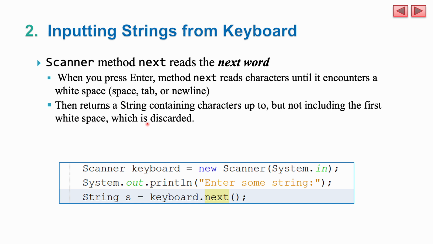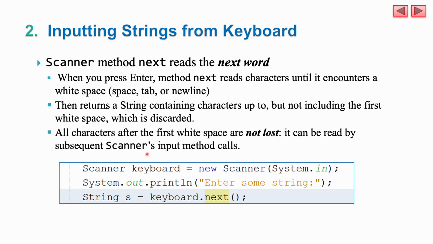Note that the way to call the scanner method is similar to calling the method nextLine. Just need to replace the method name with the name next. Also note that all characters after the first white space are not lost. They can be read by the subsequent scanner's input method calls.